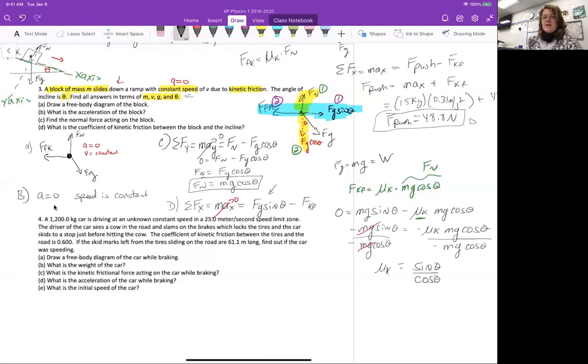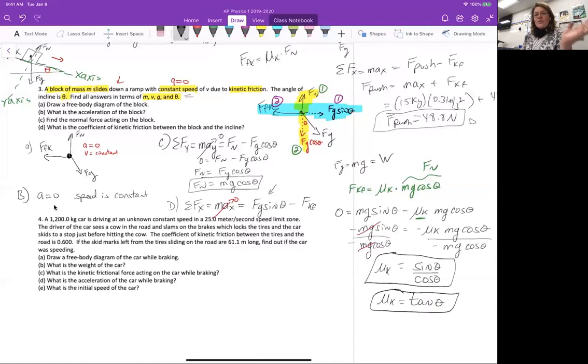Anyone know what sine theta over cosine theta equals? Tangent theta. This is perfectly fine to leave, but this, if you know your trig functions, is correct. Let me go double check. Yes. Now that's crazy, isn't it? It is crazy.